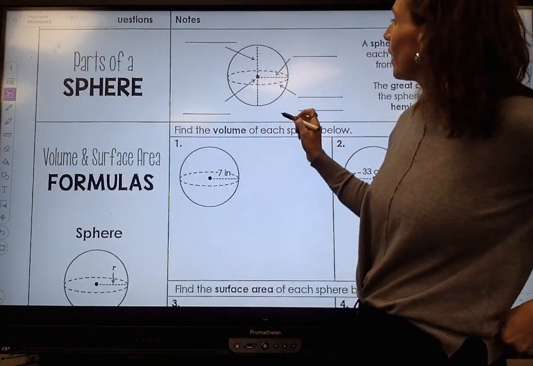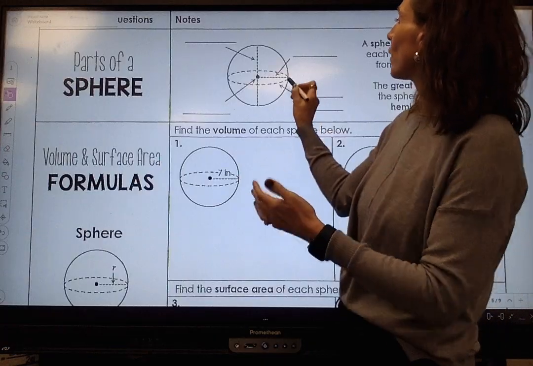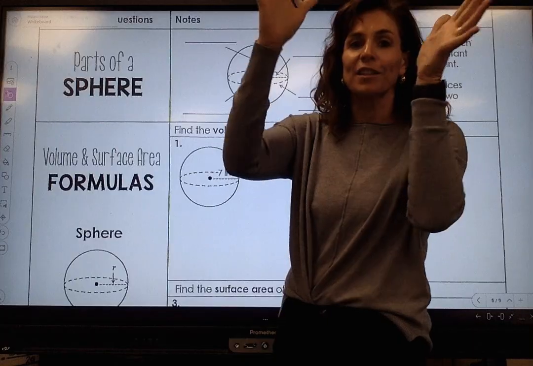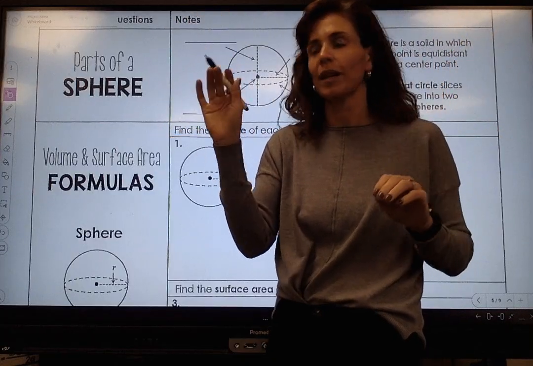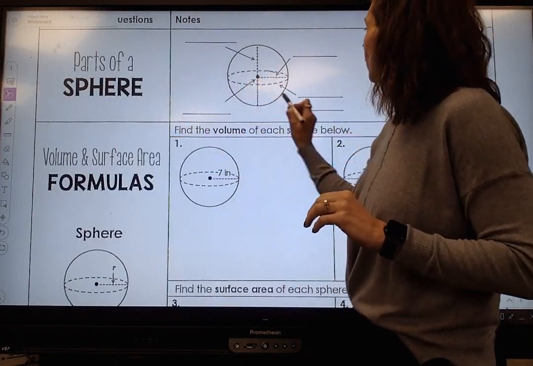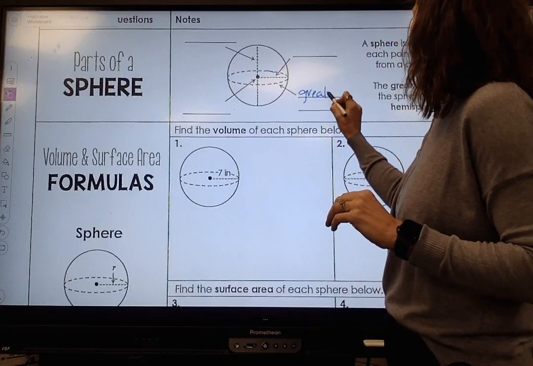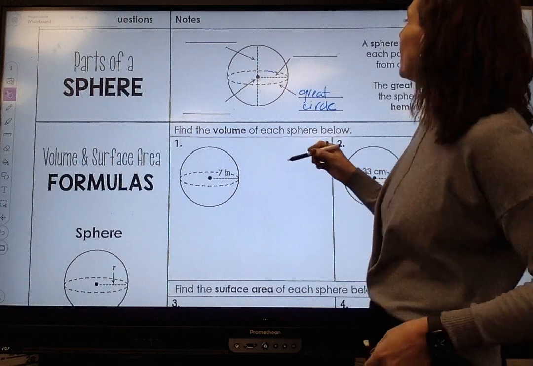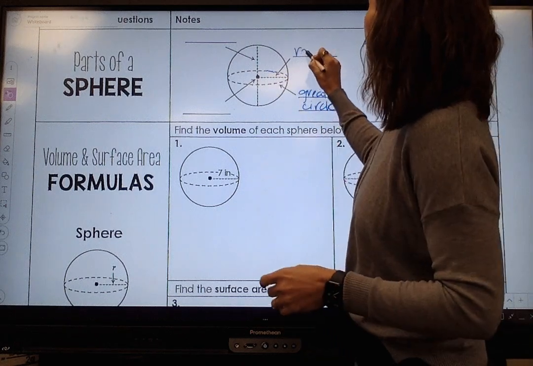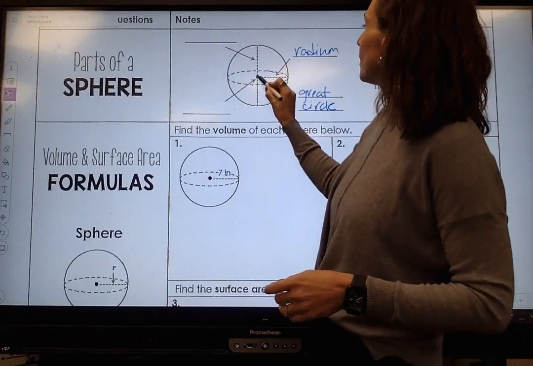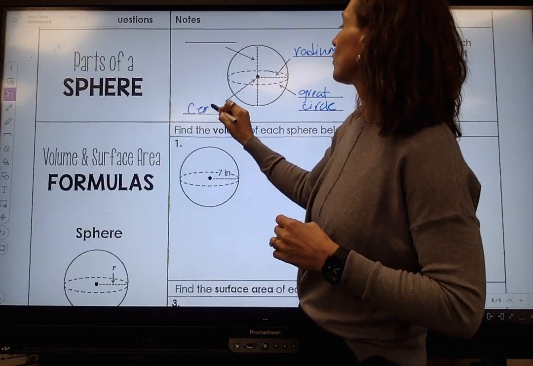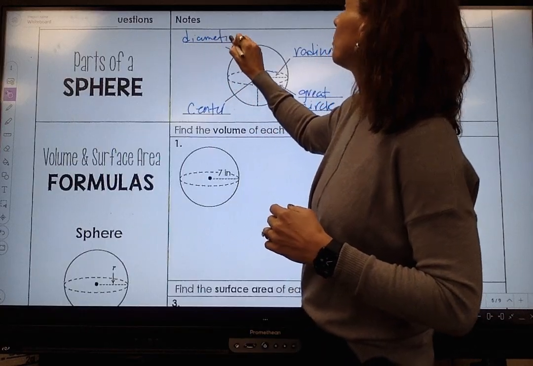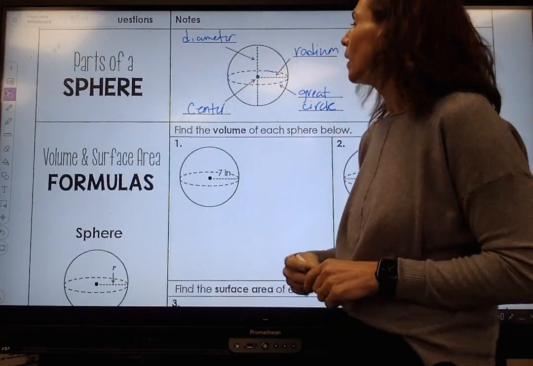You have what's called a great circle. A great circle is the part that splits the sphere into two hemispheres, right? So this is the great circle, and it slices the sphere into two hemispheres. This is still going to be the radius. This point smack dab in the middle is called the center of our sphere. And then, of course, we still have the diameter. So when we're looking at the parts of a sphere, that's what they are.